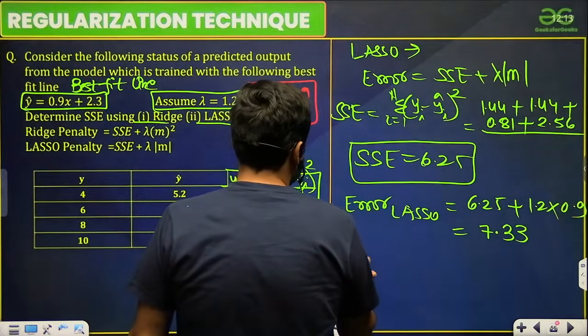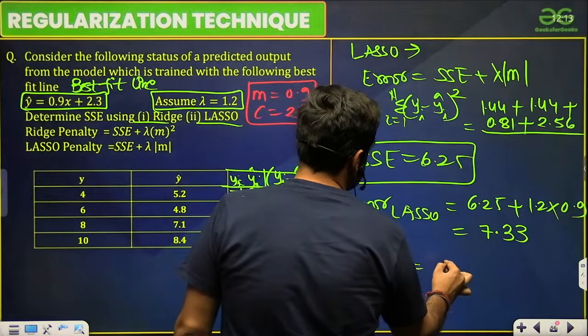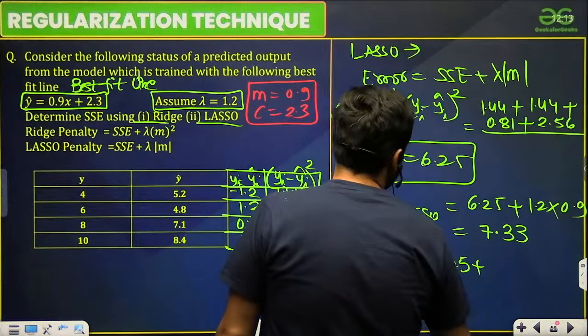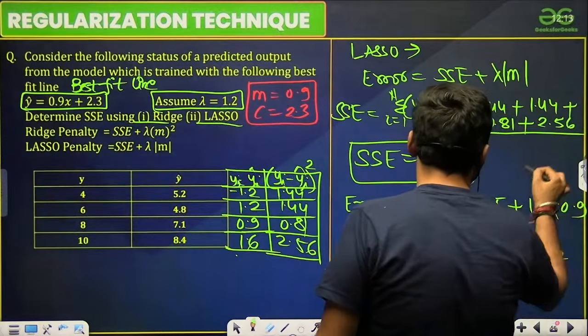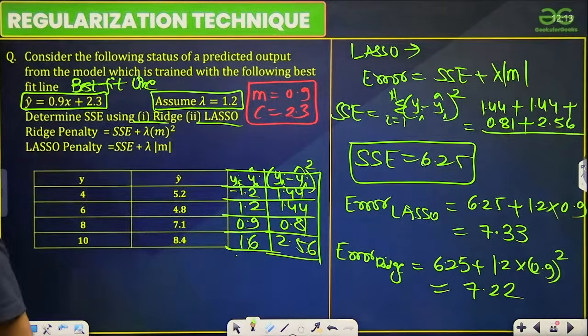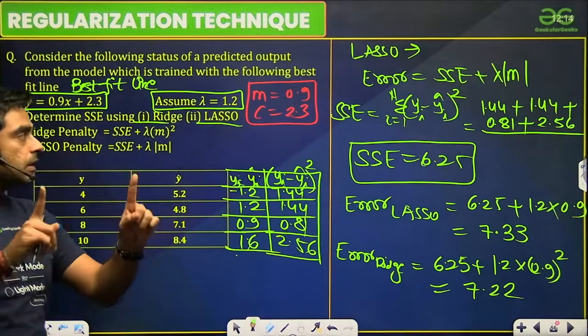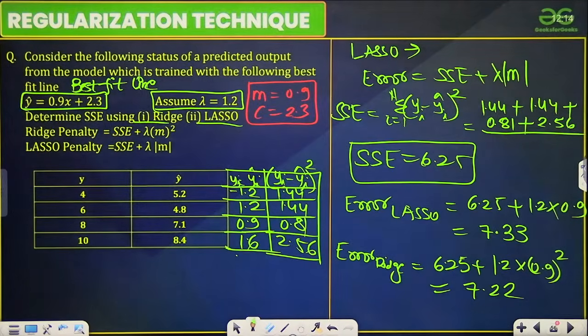And what is the error in case of ridge? That is 6.25 plus 1.2 into 0.9 whole square. That is 7.22. This is how we have to calculate this. I hope the regularization parameter and this topic are clear to you.